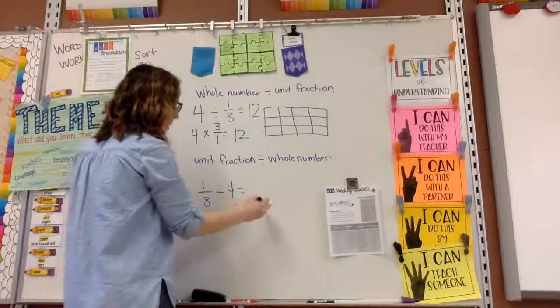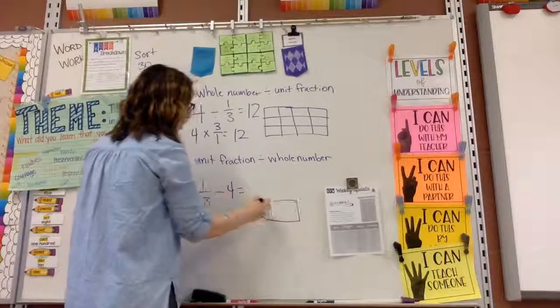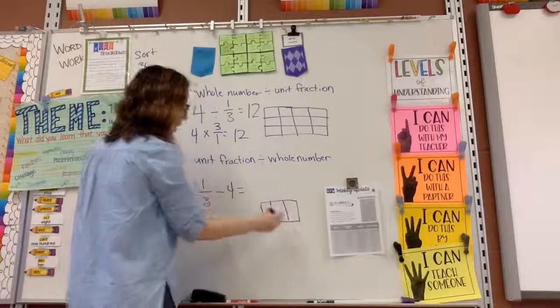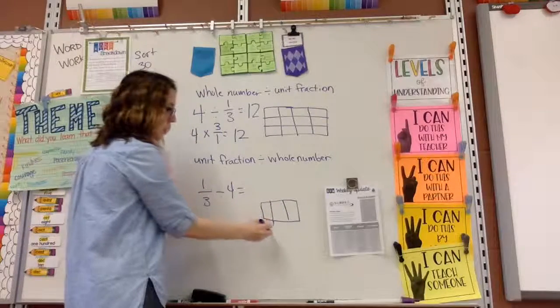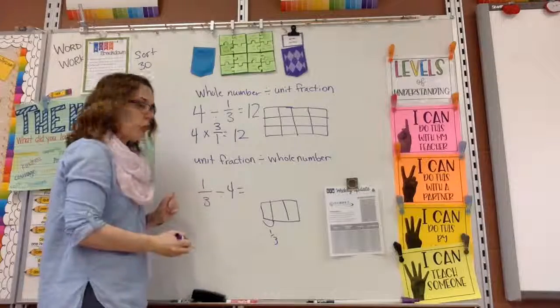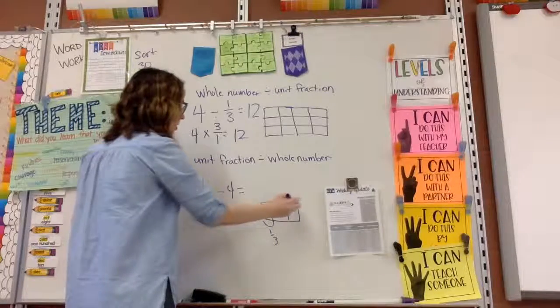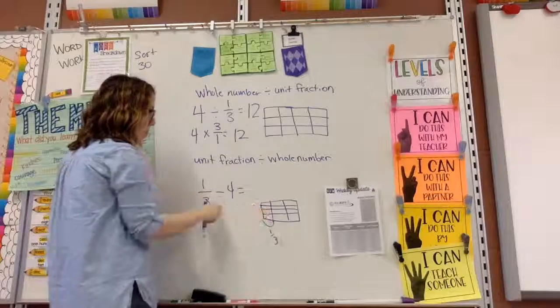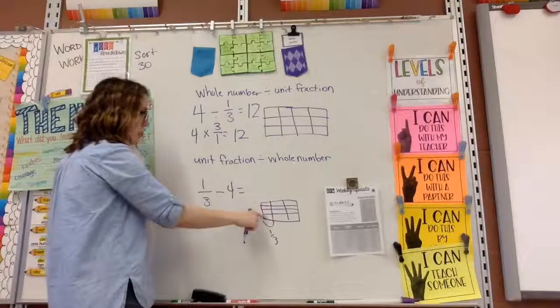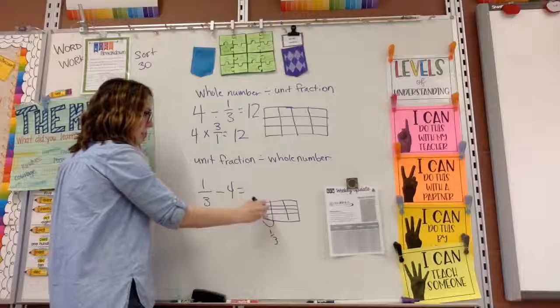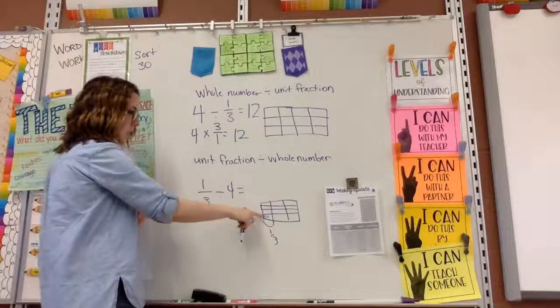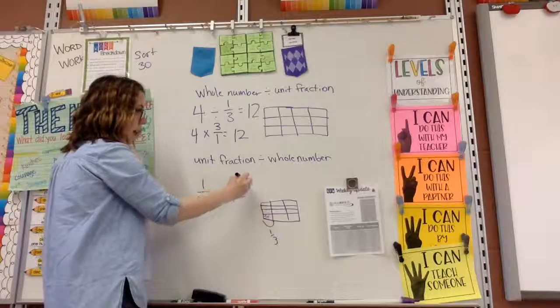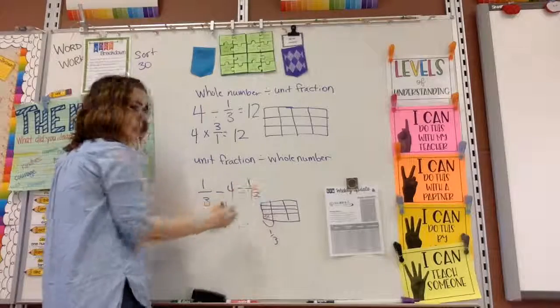So now I'm going to make a model that shows 1/3. Okay? This whole thing shows 3/3, but we're going to focus right here on just 1/3, and we're going to divide those thirds by 4. Okay? So what we're asking is when we take a third, we divide it into 4 pieces, what size are those pieces? This piece right here is 1 out of 12. So we're looking at 1/12.